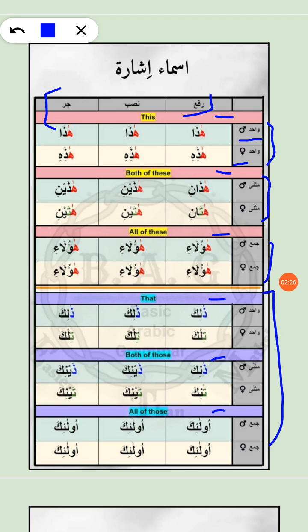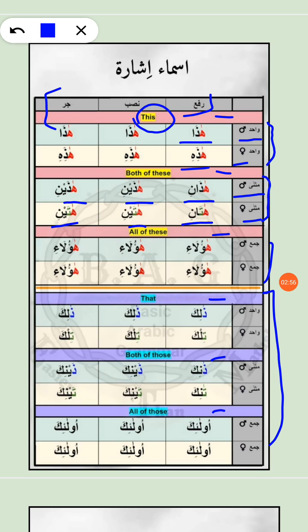All right, so the asma that are near, first of all we have the one for singular, haza or hazihi. Haza is for masculine and hazihi is for feminine, and it means this. Then we have hazani, hazaini, hazaini. These are for musanna masculine, and for musanna feminine we have hatani, hataini, hataini.